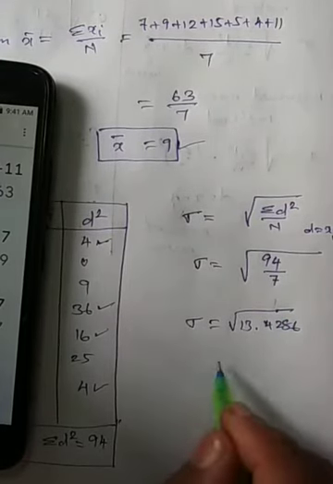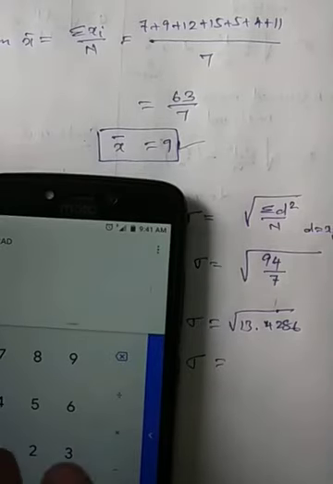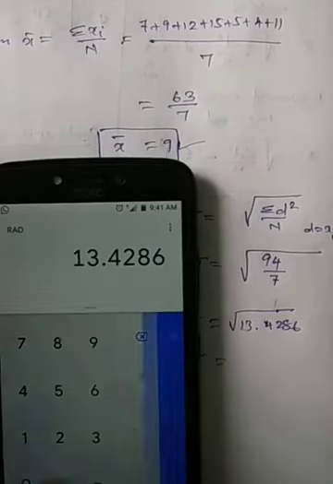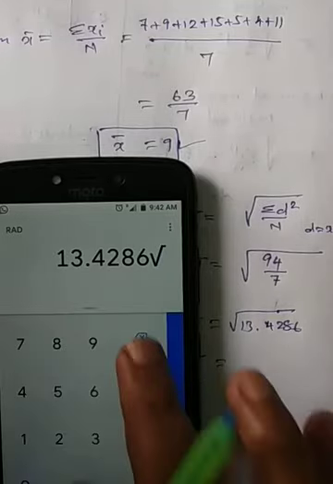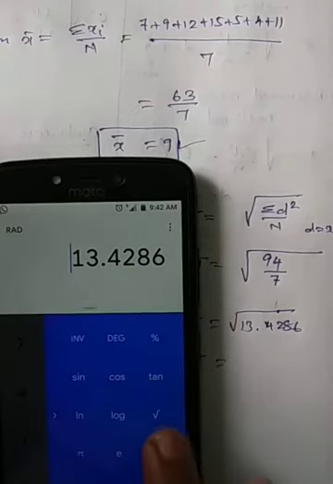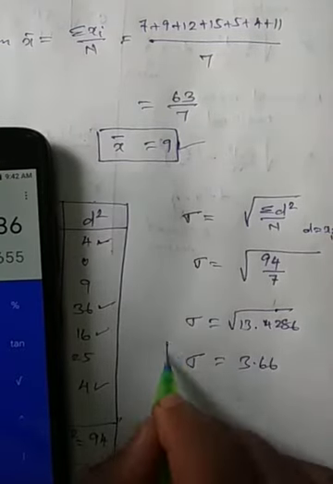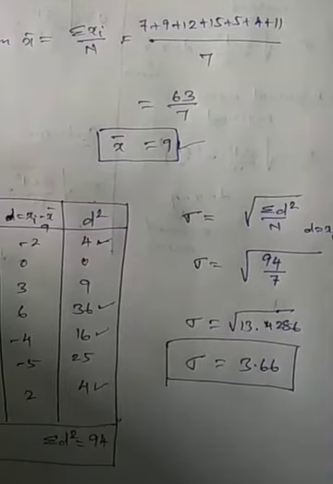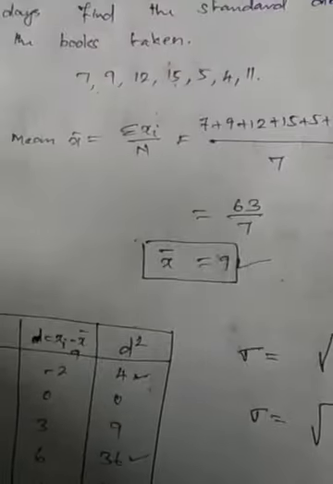Then I need to take the square root of this one, 13.4286. Just a minute, I will erase here. Taking the square root, we get 3.664, so you write 3.66. That is the value of sigma, the standard deviation. Is that clear? In this way we need to calculate this problem. Are you following?